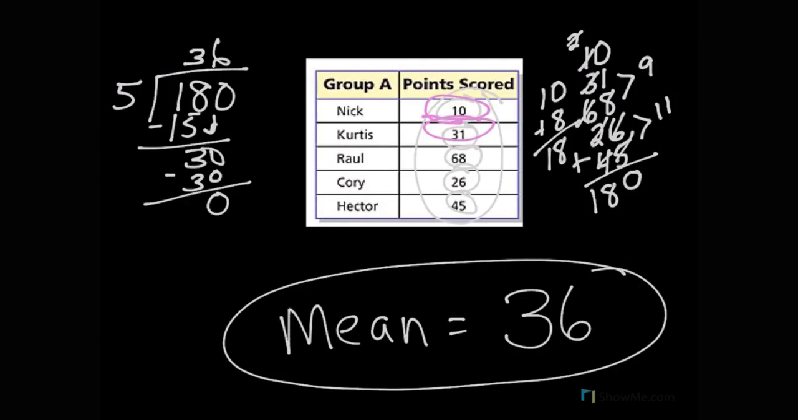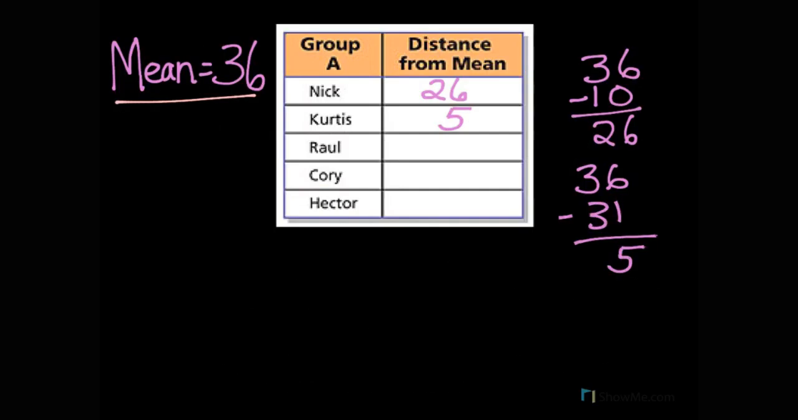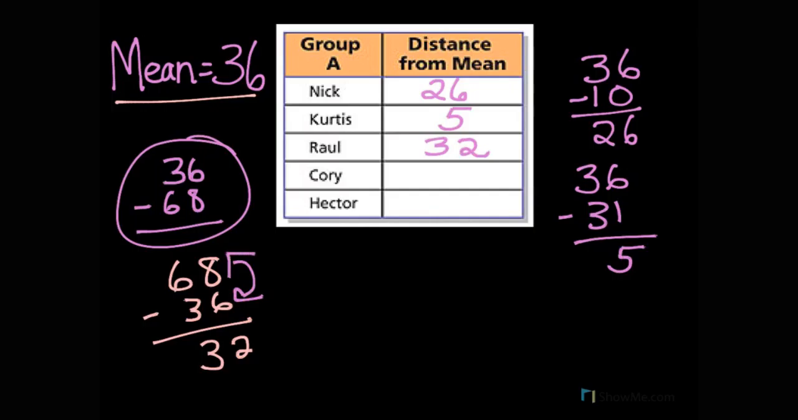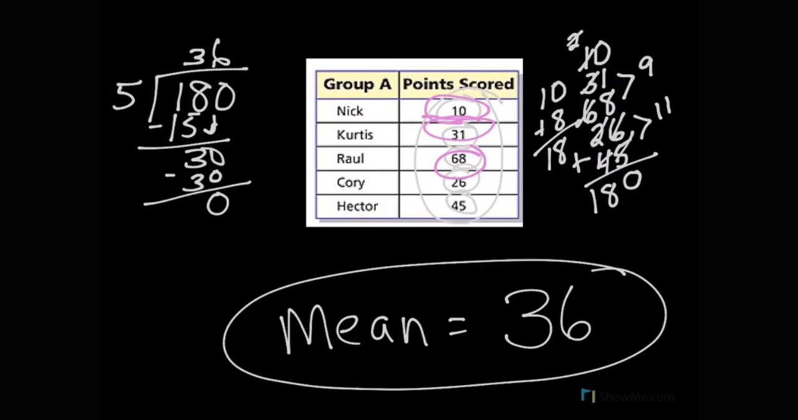I'm going to continue. Raul had a score of 68, so then 36 minus 68. I see a problem here. 68 is bigger than 36. Well, I just want to find the distance from the mean, so I can actually flip those around and find out that it's 32 away.